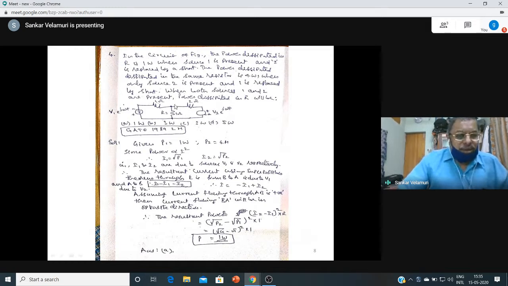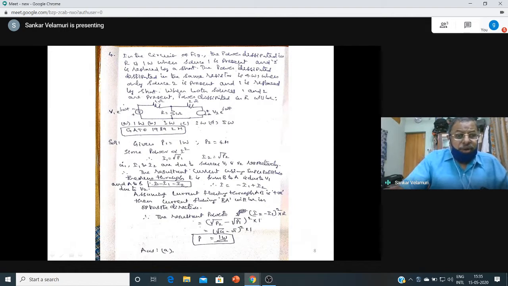Now, given in GATE 1989, 2 marks. Luckily I got this particular question for illustration for you. So in the circuit of the figure, this is the figure, the power dissipated in R is 1 watt. Understand the question carefully.